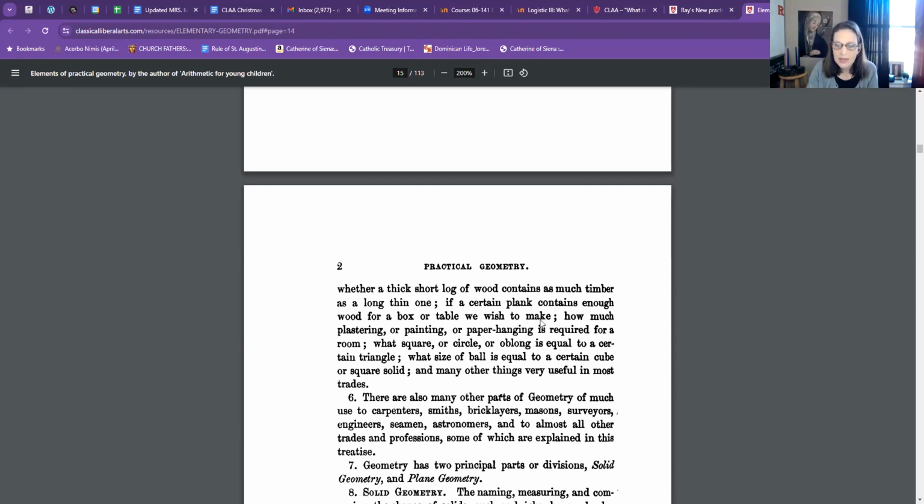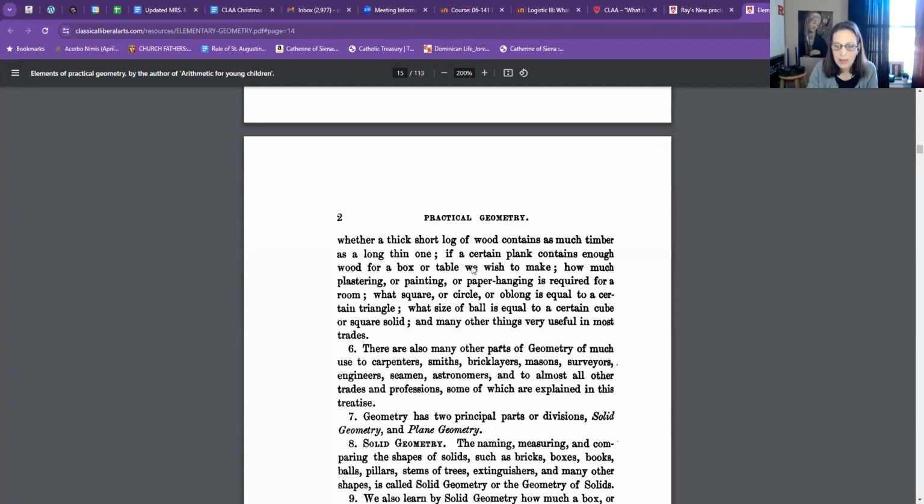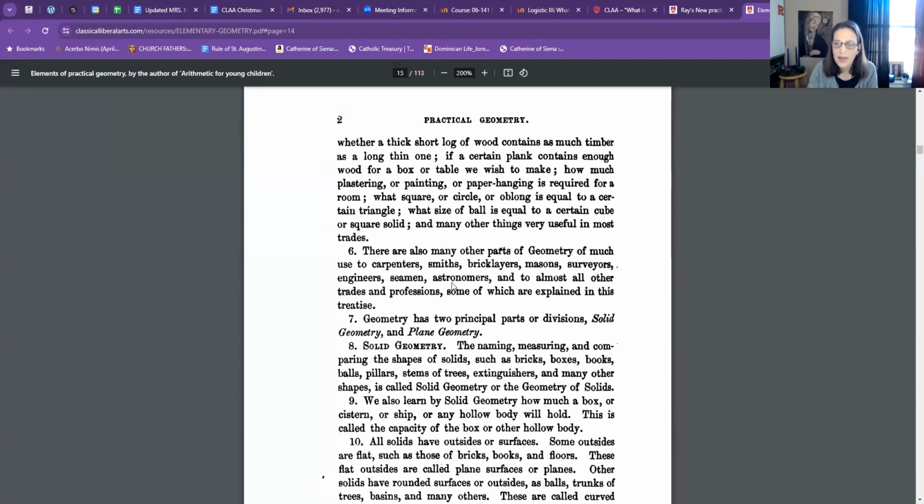If a certain plank contains enough wood for a box or a table we wish to make, how much plastering or painting or paper hanging is required for a room? So if you're going to paint a room, how much paint are you going to need? How would you even know how to do that? If you're going to ask your mom to paint your room or the house, how is your mom going to figure that out? Geometry and calculations using geometry are the ways to figure that out. If a man wants to make a table, how is he going to know if the piece of wood he's looking at is enough to make the table? Geometry. So we're going to learn about things like that too.